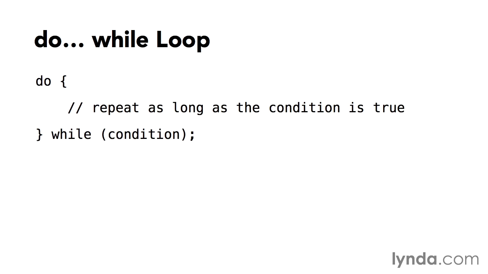A variation of the while loop is the do while loop. In a do while loop, the condition comes after the block of code you want executed. So you begin with the keyword do, a block of code in curly braces, and then while followed by the condition in parentheses. It's also important to finish with a semicolon. Where this differs from a while loop is that the code in a do while loop will always be executed once, even if the condition is never true. So let's see how that works.